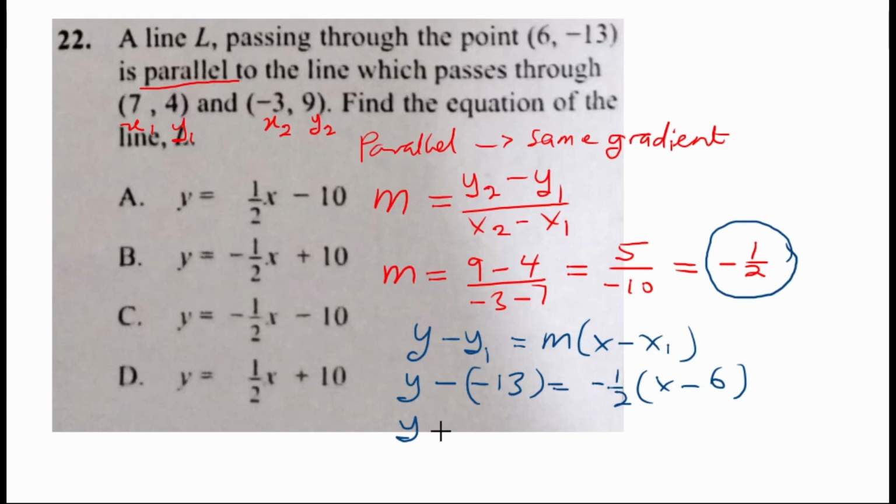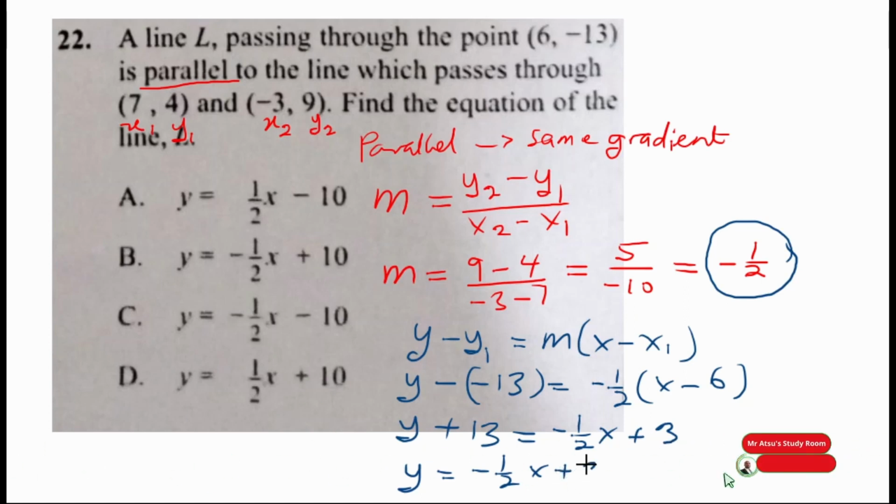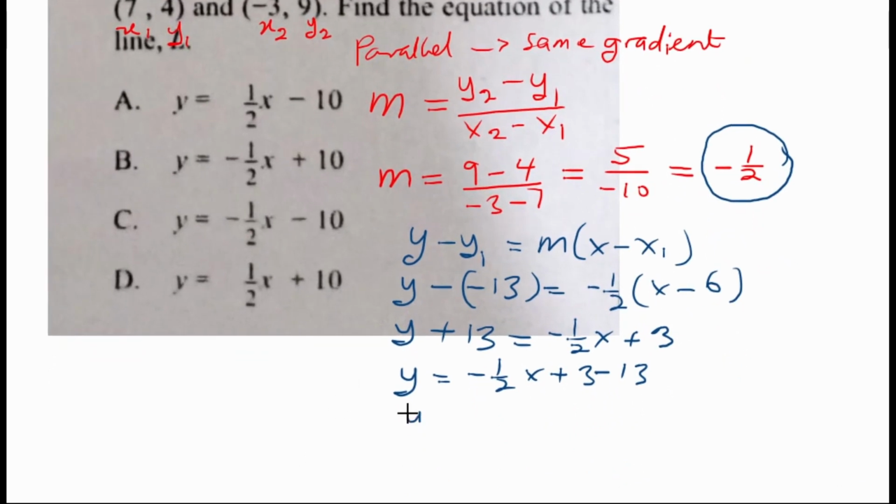This will be the same as y plus 13 because of the negative, being equal to -1/2 x plus 3, because -1/2 times -6 is +3. Then subtracting 13 from both sides, we are going to have y equals -1/2 x plus 3 minus 13, which will be equal to -1/2 x minus 10, and that is the same as option C. Let's move on to the next question.